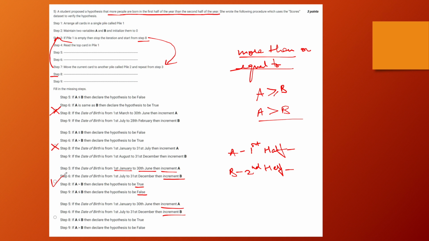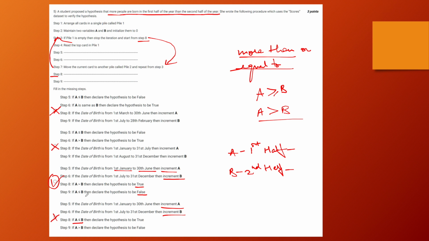But just to give you guys a better picture, let's see why option 4 is not the answer. Option 4 says that if A is less than or equal to B, then declare hypothesis to be true, which is not true, because we know that we are searching for a hypothesis in which more people are born in the first half of the year than the second half, which means that we want A to be greater than B. Only then can we declare the hypothesis to be true. So in that case, we have already failed in option 4. That is why the correct answer to question number 5 is option 3, that is this particular option.